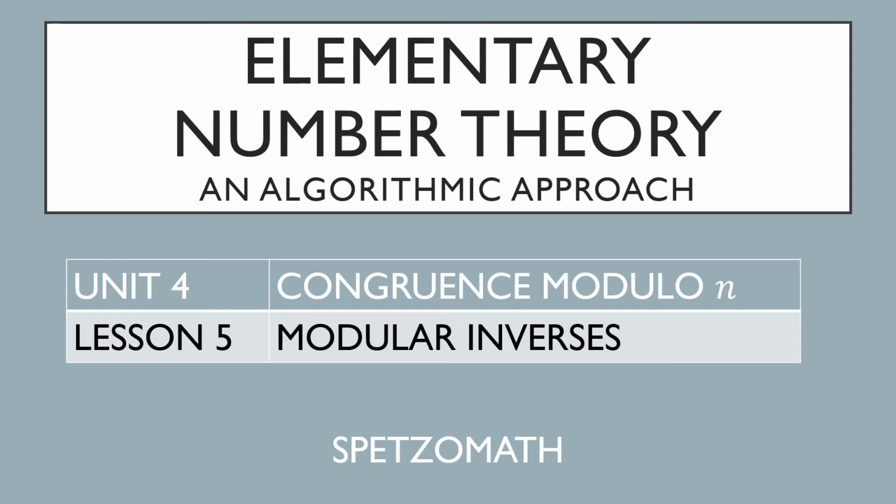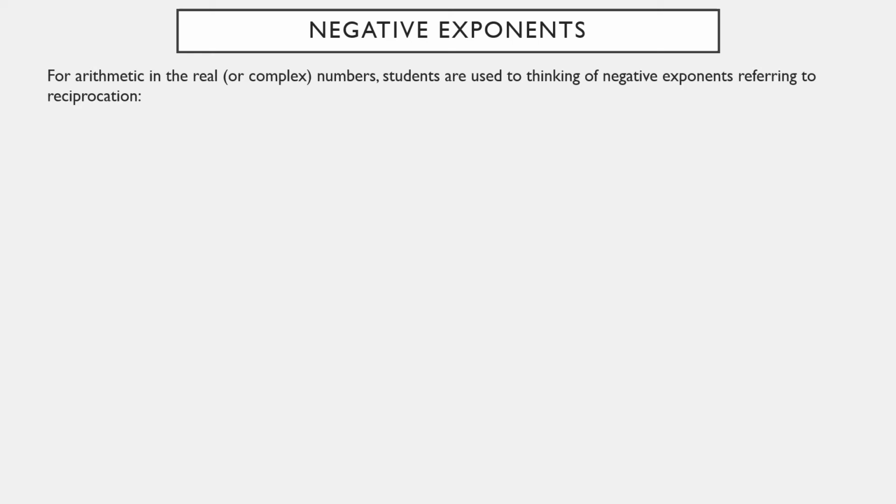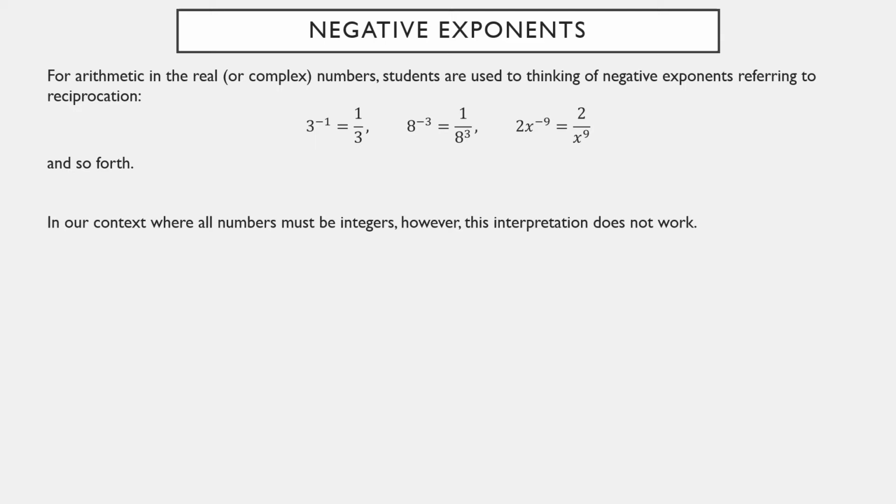We're finally in a position where we can define something called modular inverses. Remember, in the real or complex numbers, you're probably used to thinking of negative exponents referring to reciprocation, like 3 to the minus first power just means 1 over 3. 8 to the minus third power just means 1 over 8 cubed, stuff like this. But for us, remember, all the definitions and theorems always assumed things were integers.